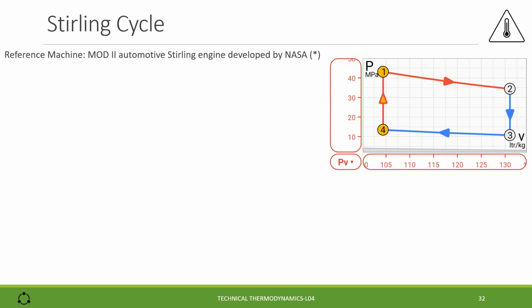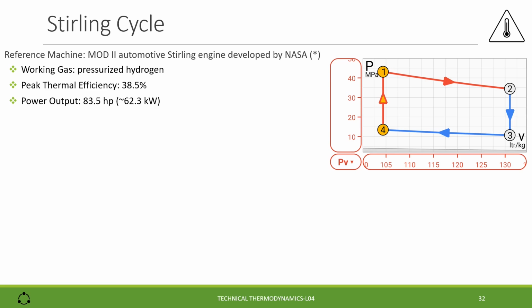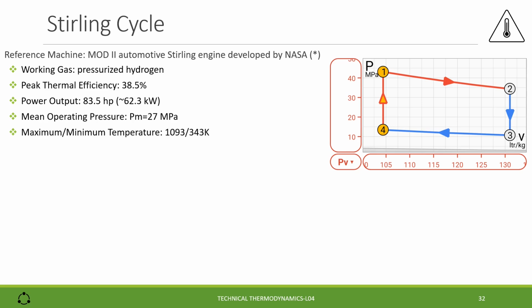As a reference machine, we use the Mod 2nd automotive Stirling engine developed by NASA. In the video comments, we will add also the corresponding link. The working gas is pressurized hydrogen. The maximum thermal efficiency is 38.5%. The power output, 83.5 HP, corresponding to 62.3 kilowatt. The mean operating pressure, 27 megapascal. The maximum and minimum temperatures, 1093 and 343 Kelvin, respectively.